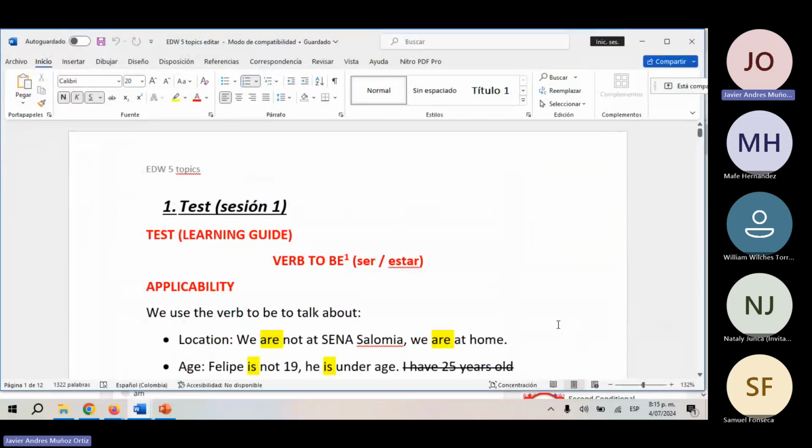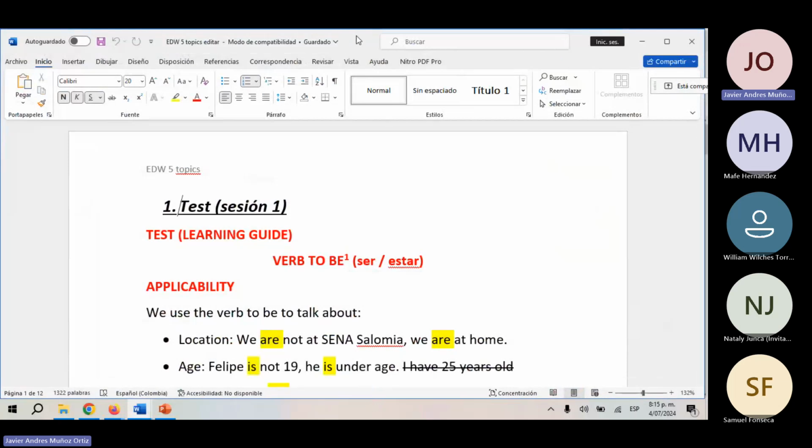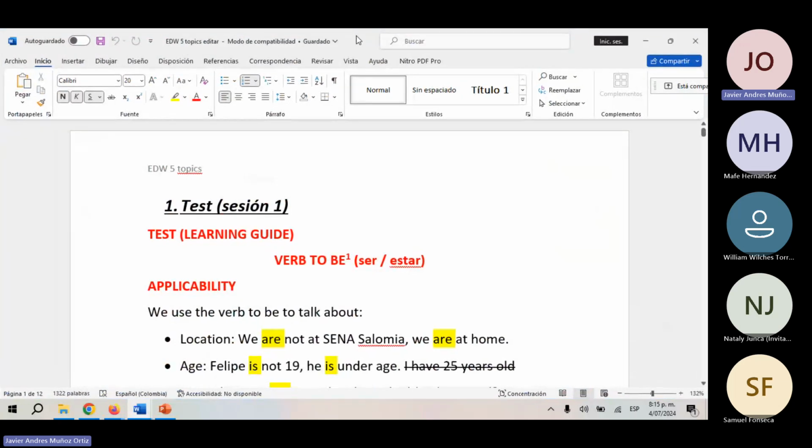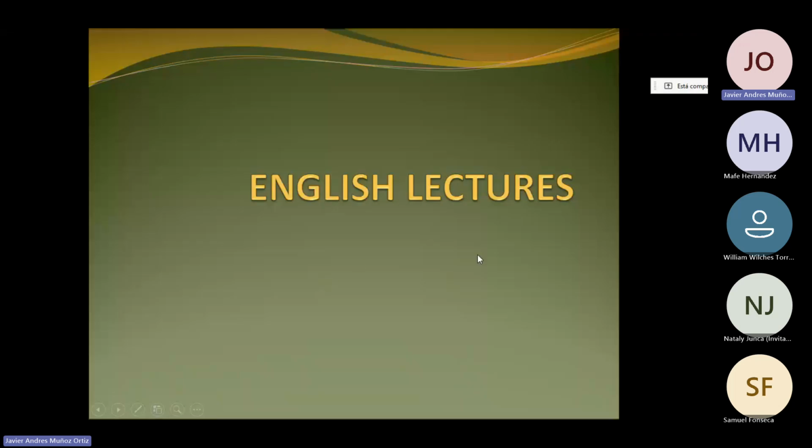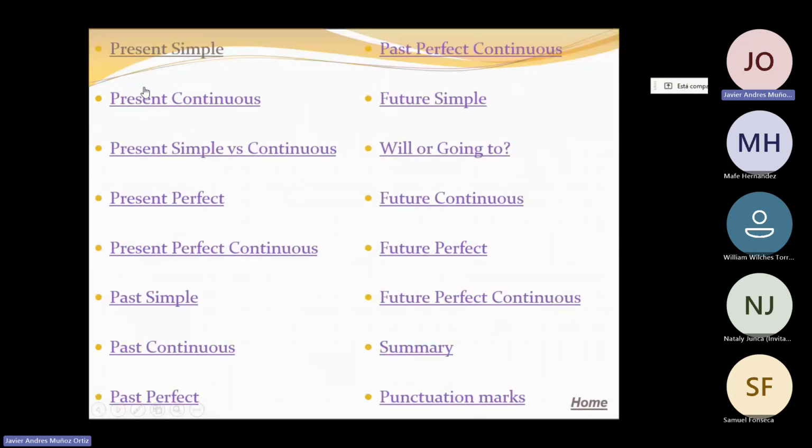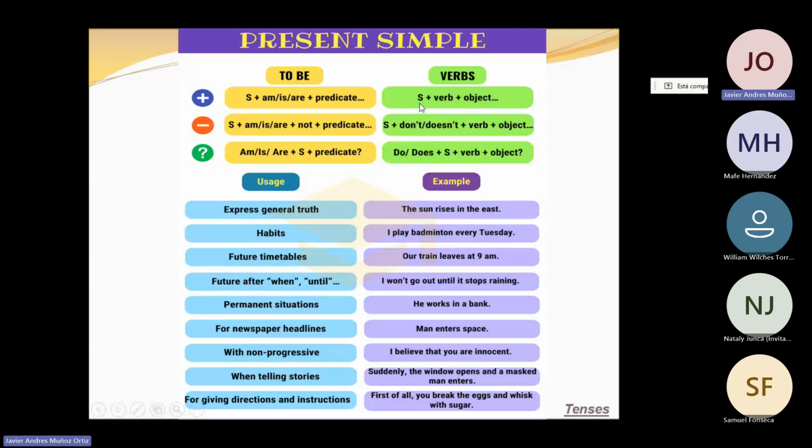Okay, we already know what we are going to present this week. According to the learning guide, we are going to present a test. So what do we need to know to present the test, right? According to the learning guide, we need to remember how simple present tense works. We already know that simple present tense has two parts, two sections. The first section is the study of verb to be, and the second section is the study of other verbs like study, create, believe, enjoy, and so on.